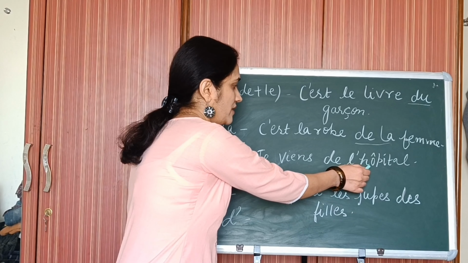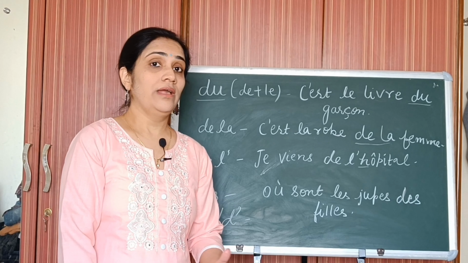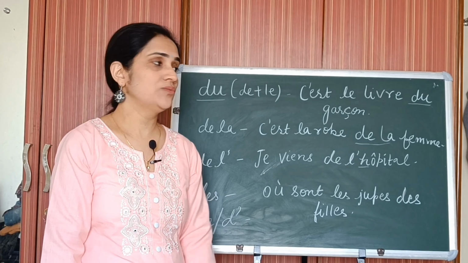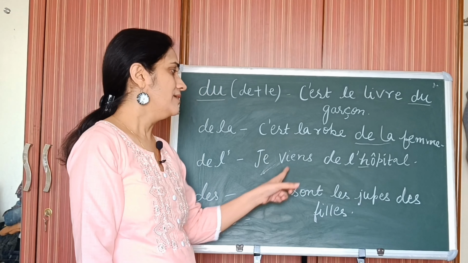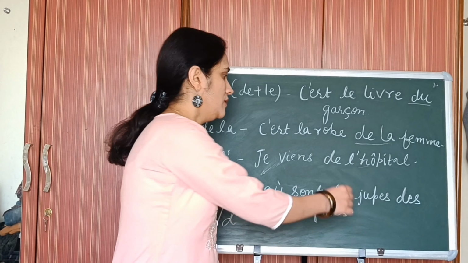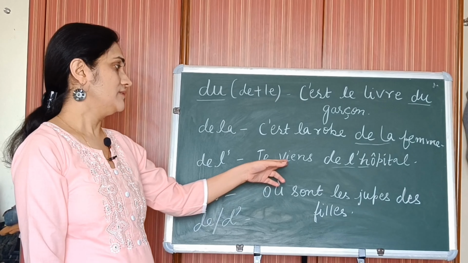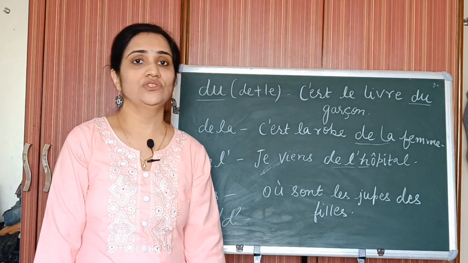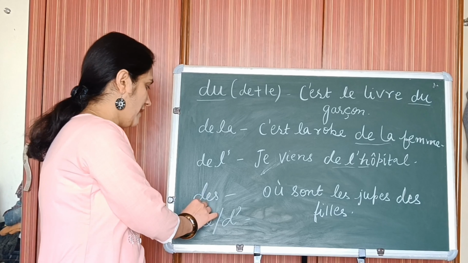Hôpital begins with h. H is a semi-vowel, as is an example of the mute h as well. So that's why we are using de l'. Je viens de l'hôpital. I am coming from the hospital. L'hôpital, from the hospital. And this is the verb venir, which means to come. Je viens de l'hôpital.